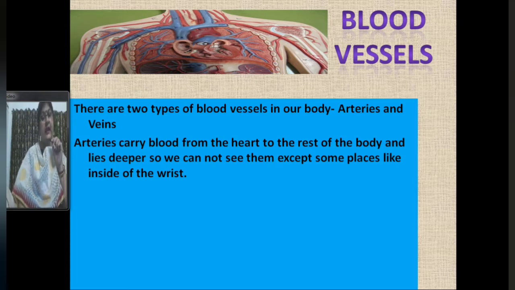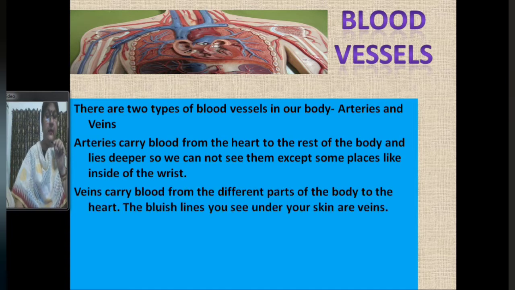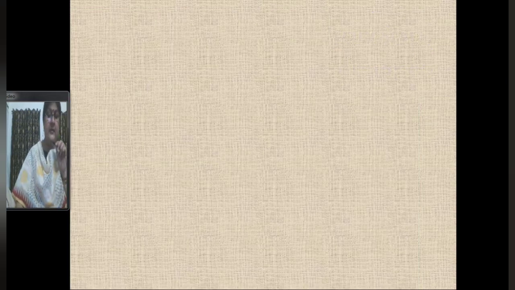Except some places like the wrist, where we can see the arteries. Next are veins. Veins carry deoxygenated blood from all over the body to the heart. The bluish lines you see under your skin are veins.